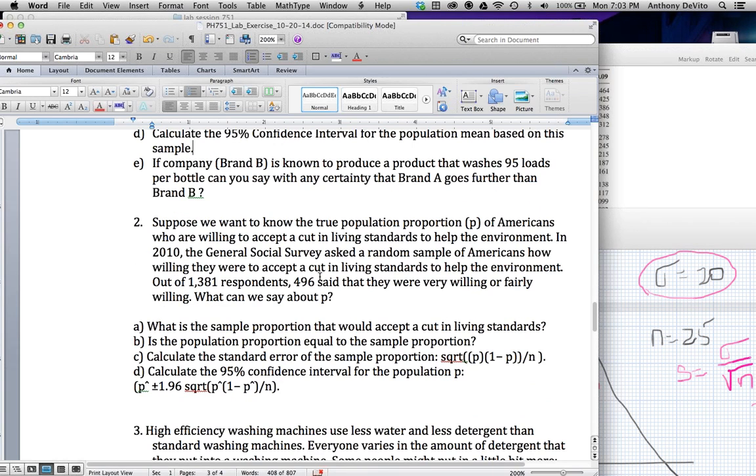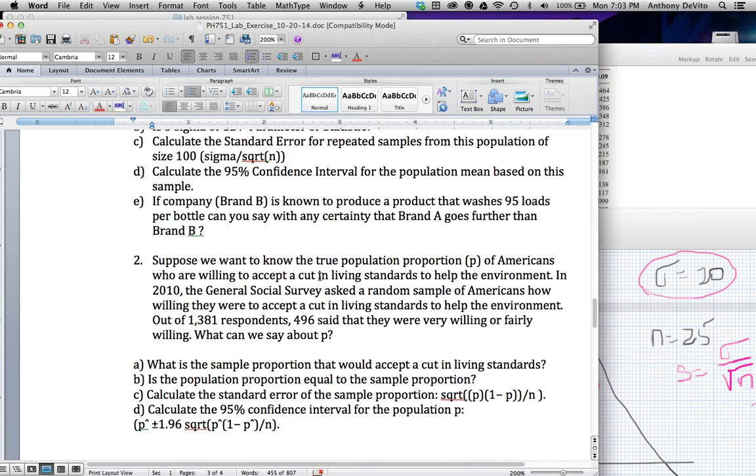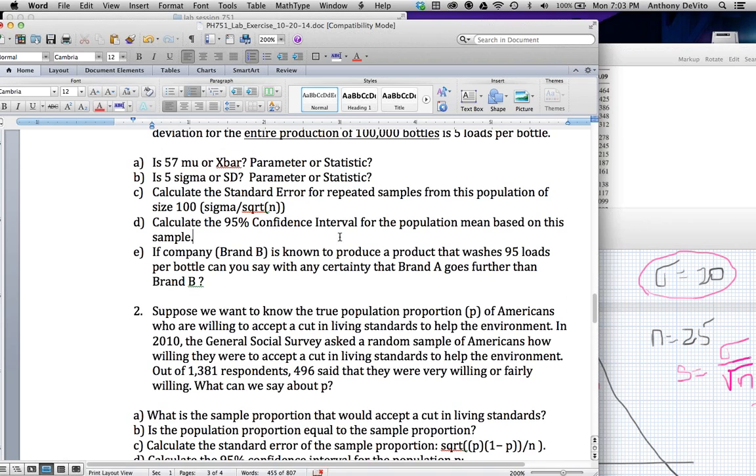Oh my goodness. Levi, did you discuss confidence intervals? Just touched on it. Okay. I may change this question just a little bit. Calculate the range within which you'd expect 95% of the sample means.